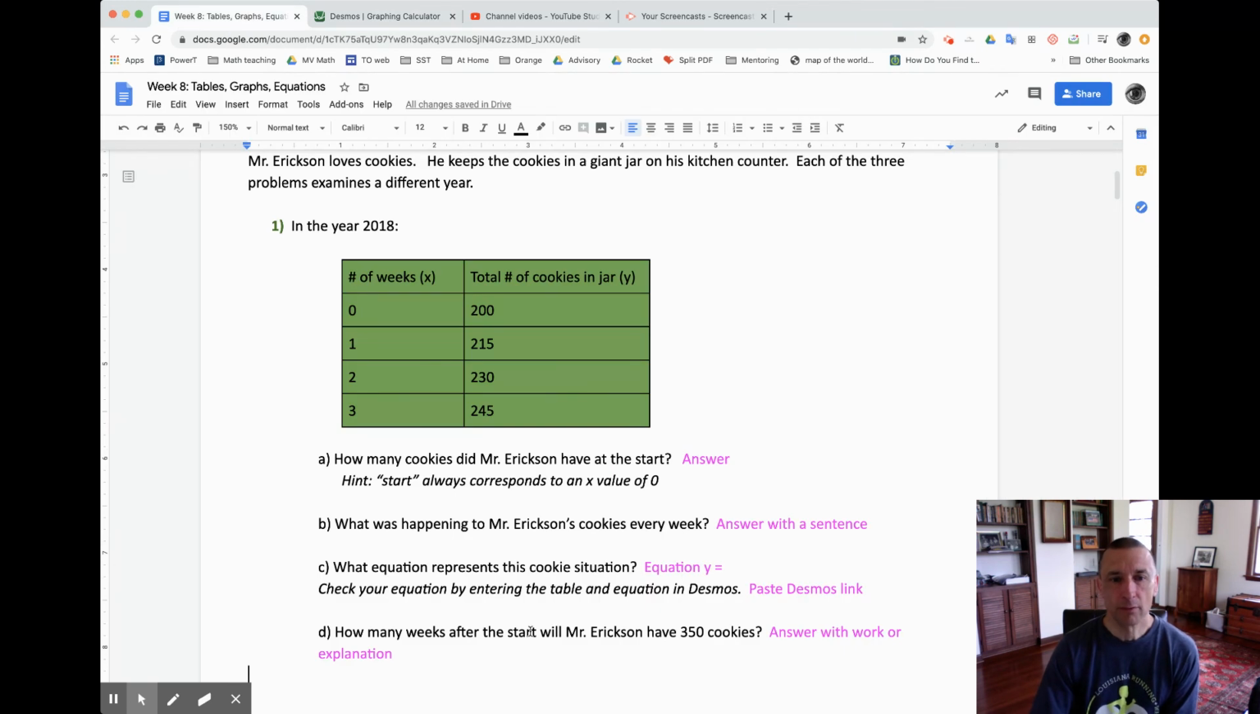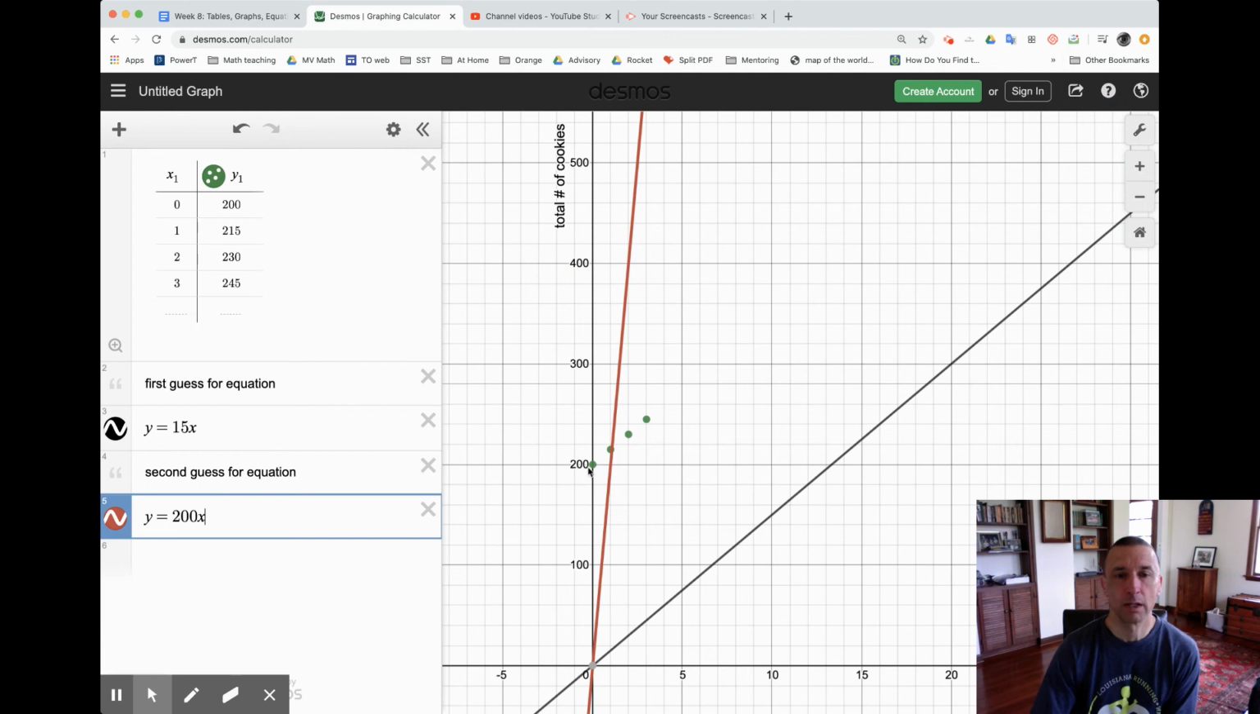How many weeks after the start will Mr. Erickson have 350 cookies? You can use the table and just keep going. You could use your equation if you find that it's correct and plug in the number 350 for y, which is the number of cookies, and solve for x. Or you could use your graph and extend the graph until it hits 350 cookies.